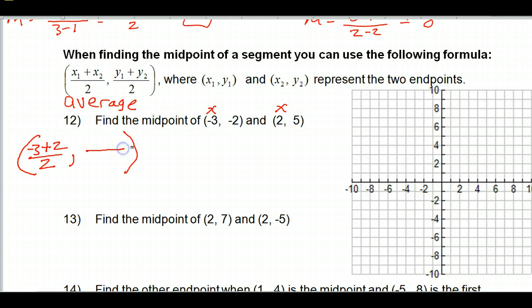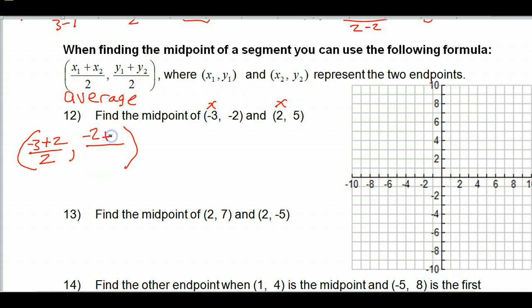How am I going to do my y values? I'm going to add them and divide by 2, like 5 and 2. So for the y values, I could do negative 2 plus 5 divided by 2. I'm just going to do the average of the y values, and that should be the y value of the midpoint.